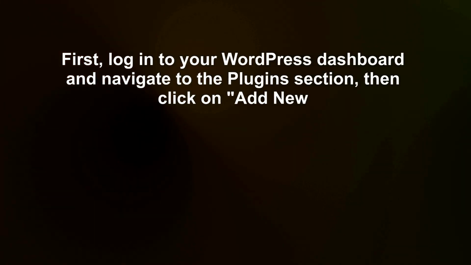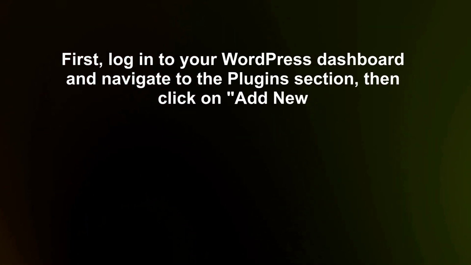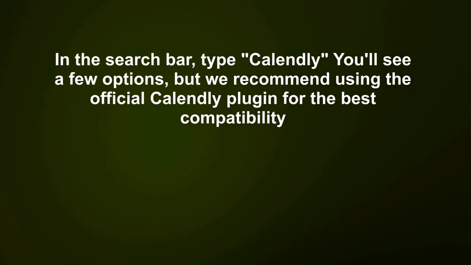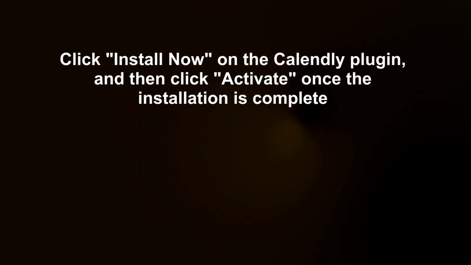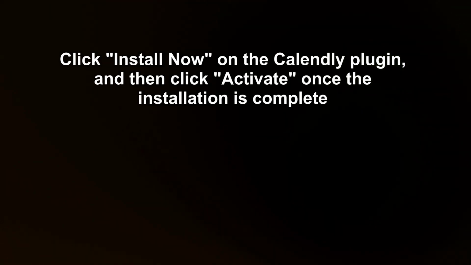First, log into your WordPress dashboard and navigate to the plugins section. Then click on Add New. In the search bar, type Calendly. You'll see a few options, but we recommend using the official Calendly plugin for the best compatibility. Click Install Now on the Calendly plugin, and then click Activate once the installation is complete.